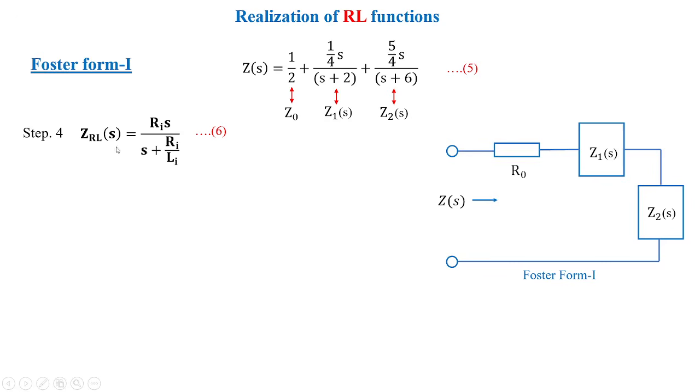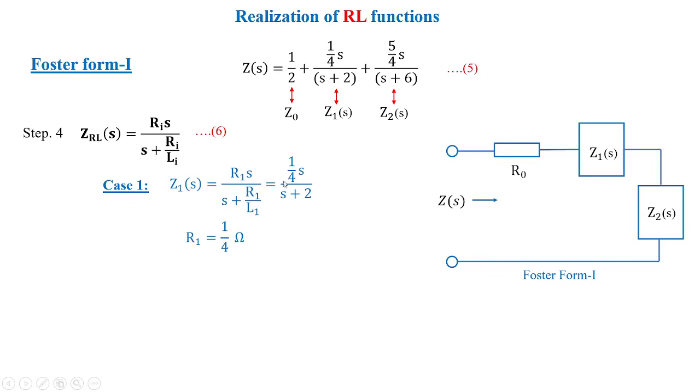That can be derived from the formula Z_RL of s, which is equal to Ri of s whole divided by s plus Ri by Li. Now this is the representation of the impedance in terms of a resistor in parallel with an inductor. So, for example, we take Z1 of s here. Let us treat this as case 1, and Z1 of s is equal to R1 of s by s plus R1 by L1, which is taking the similarity with 1 by 4 s by s plus 2.